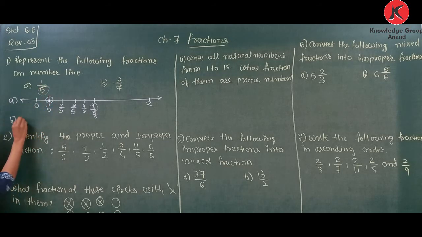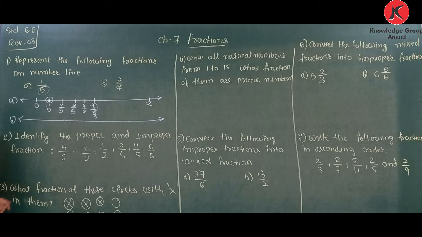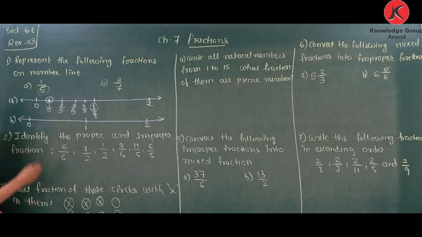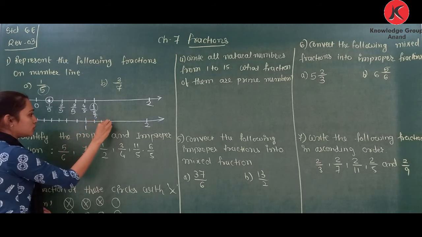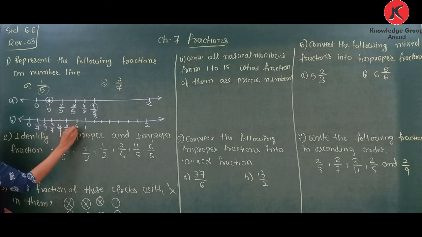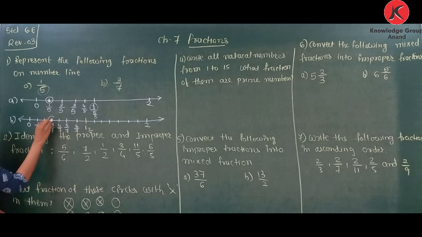3 by 7. Denominator is 7, it means divide each part into 7 parts. So we start from 0, 1 and 2. Now divide each part into 7 parts. 1, 2, 3, 4, 5, 6 and 7. Again 1, 2, 3, 4, 5, 6 and 7. So this is 1 by 7, 2 by 7, 3 by 7, 4 by 7, 5 by 7, 6 by 7 and this is 7 by 7. So 3 by 7 is here.